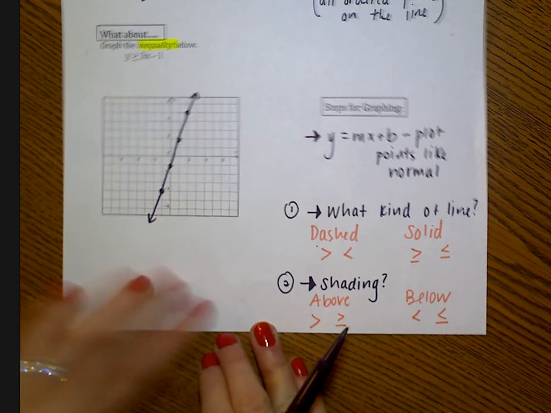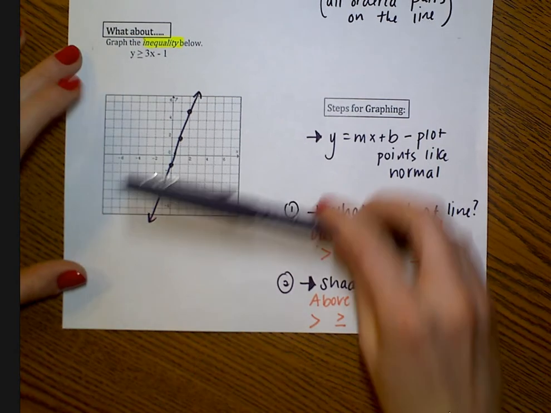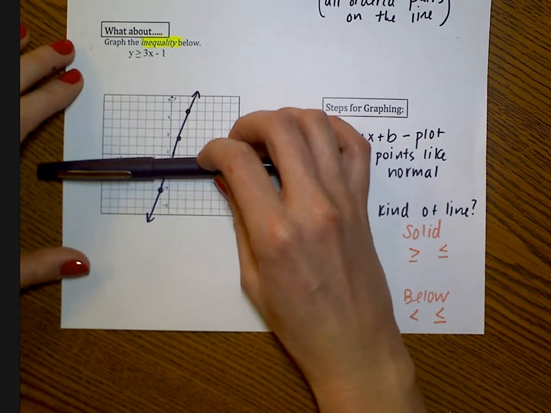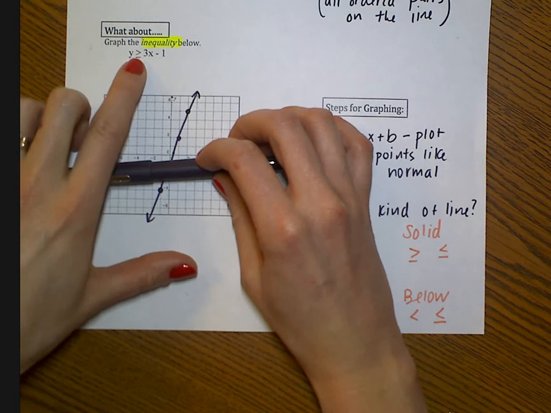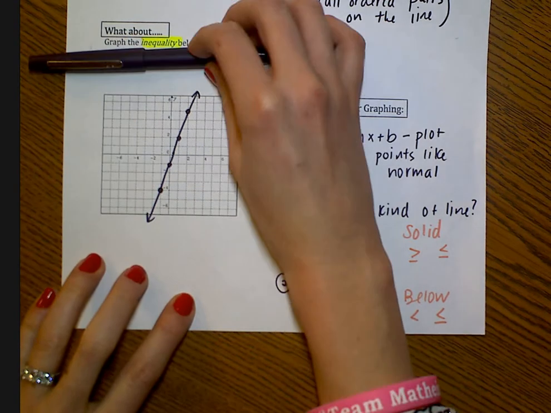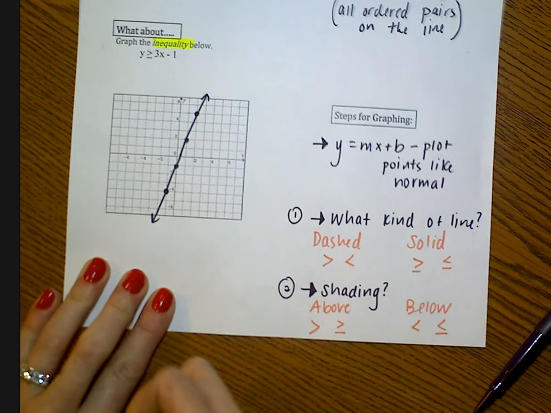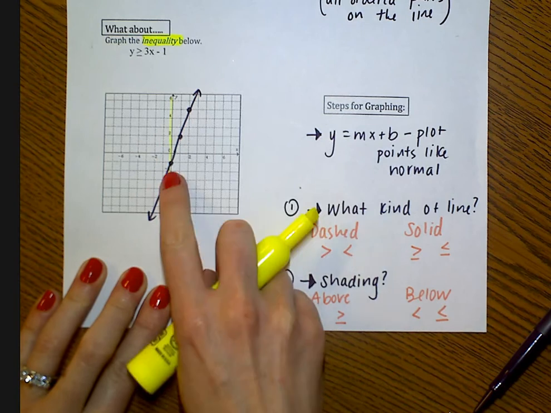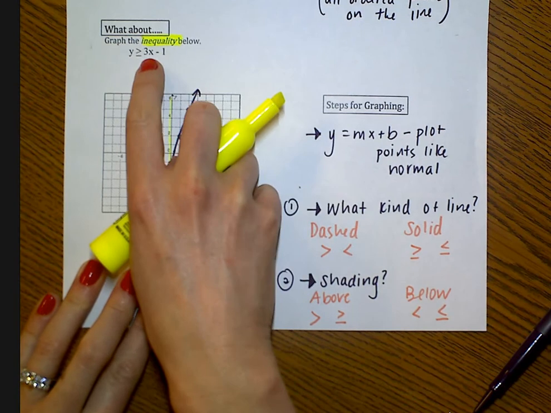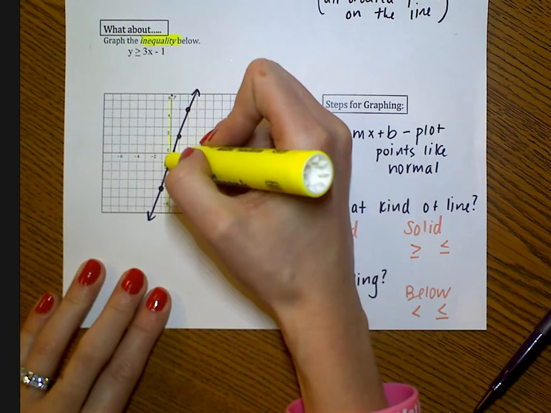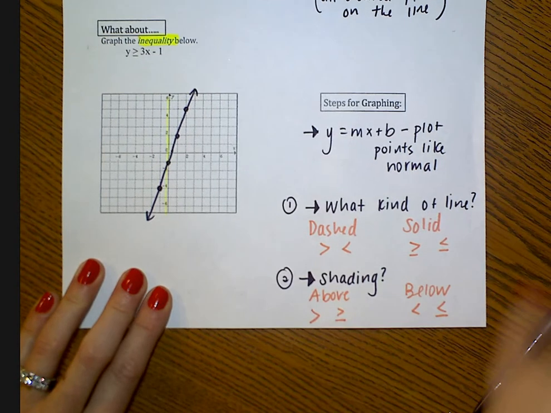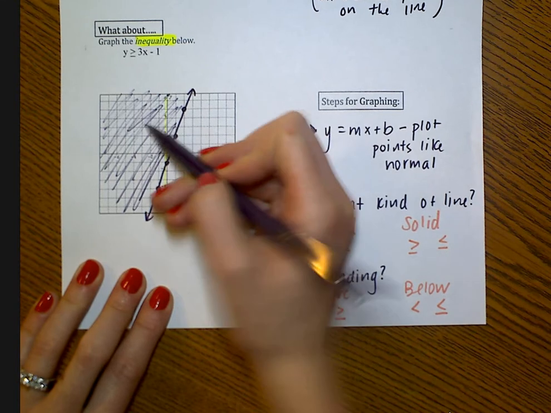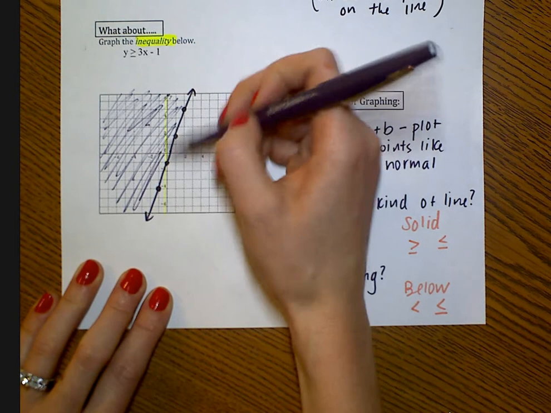So let me show you what they're talking about here. What I do is I put my pencil horizontal like this on the y-intercept. Now this is a greater than or equal to, so I want to shade above the line. You want to look at the y value, so here's the y-axis. You want y values that are greater than 3x minus 1, the line. So I want all the y values that are above, so I'm going to shade on this side of the line, where the y-axis is above that y-intercept.